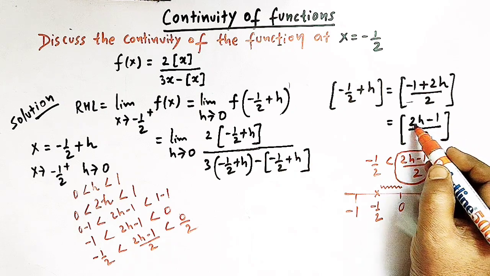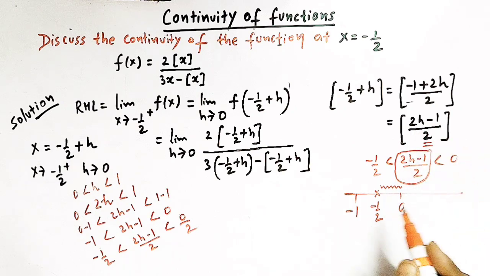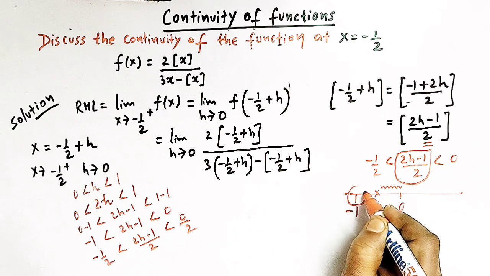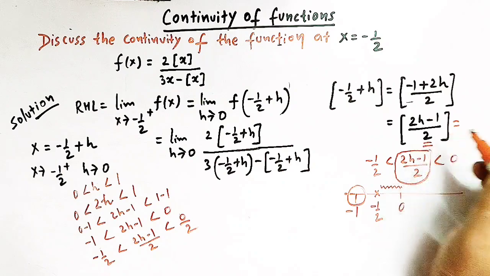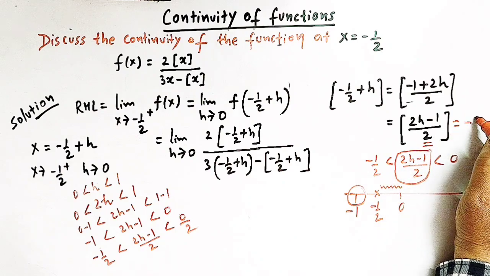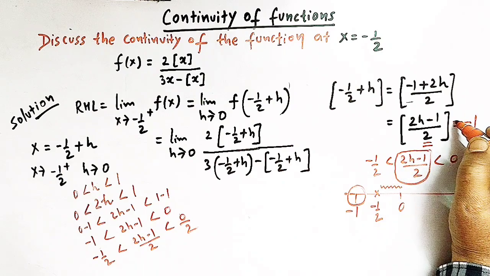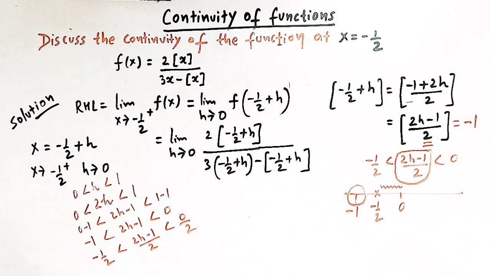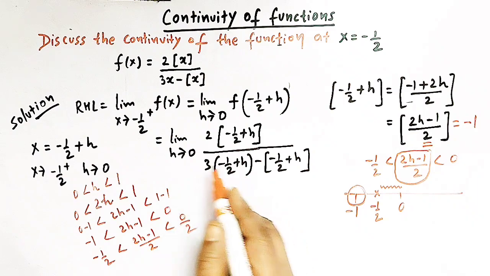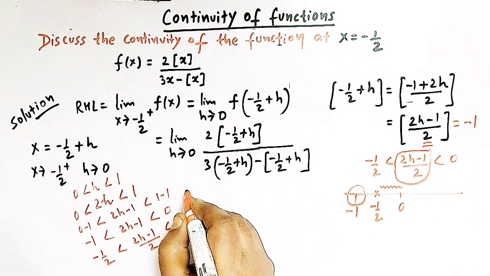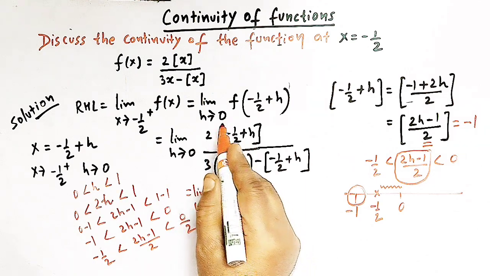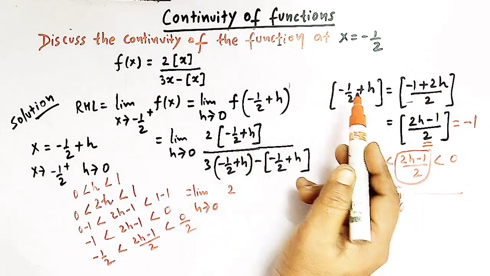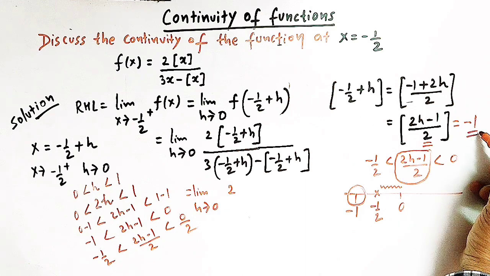So the greatest integer of 2h minus 1 over 2 should be equal to minus 1, by the definition of the greatest integer function. Now we can easily compute the value of this limit. We have limit h tends to 0 of 2 times the greatest integer of minus half plus h, and that is equal to minus 1.